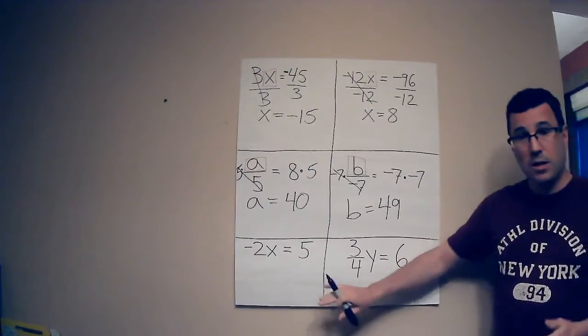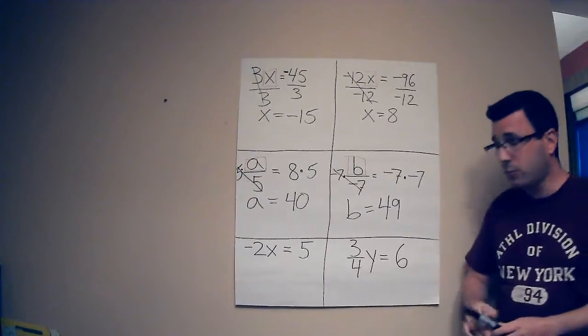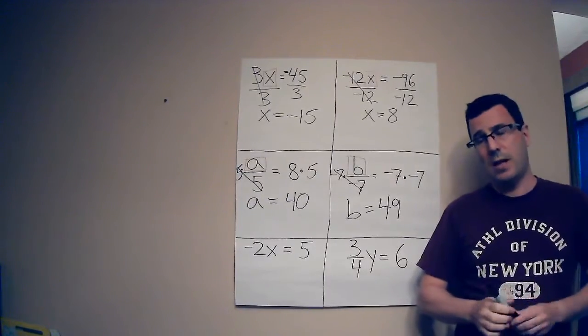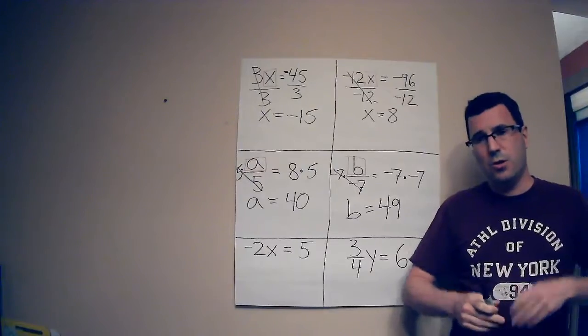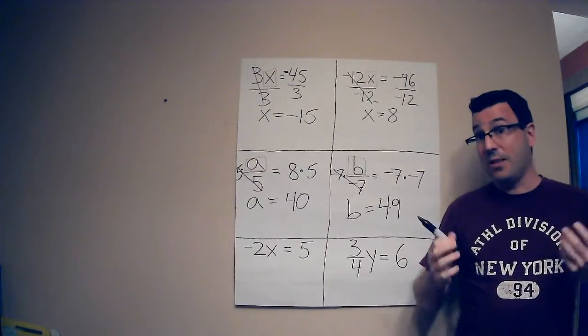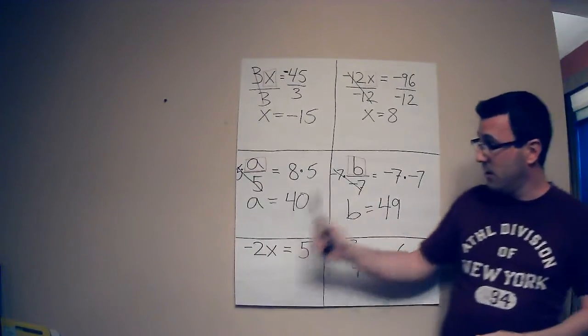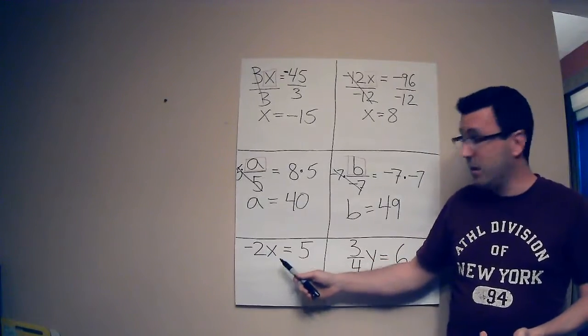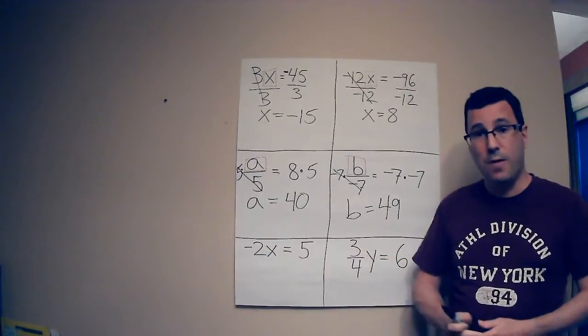So we're going to take a look at these last two. Okay? Now these last two are ones that I just wanted to show so you don't think everything's going to come out nicely and everything's going to look nice. So first one I have here is negative 2x equals 5.